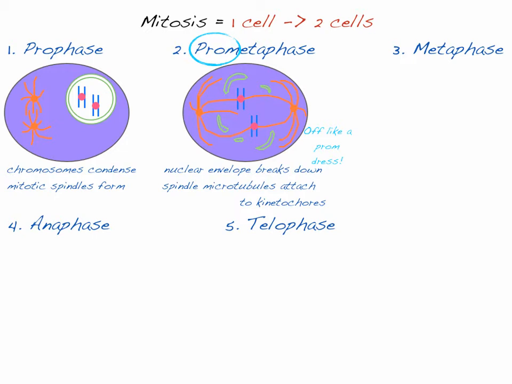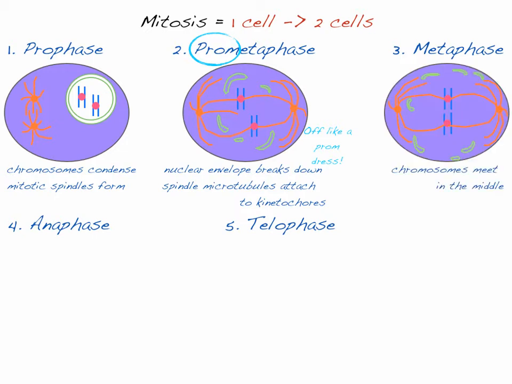Then we transition into metaphase. And in metaphase, the chromosomes are meeting in the middle, so they're lining up on the equator of that cell. And how I remember what happens in this stage is that met, the first three letters of metaphase, met is kind of like meat, and the chromosomes are meeting in the middle during metaphase. Then we transition into anaphase.